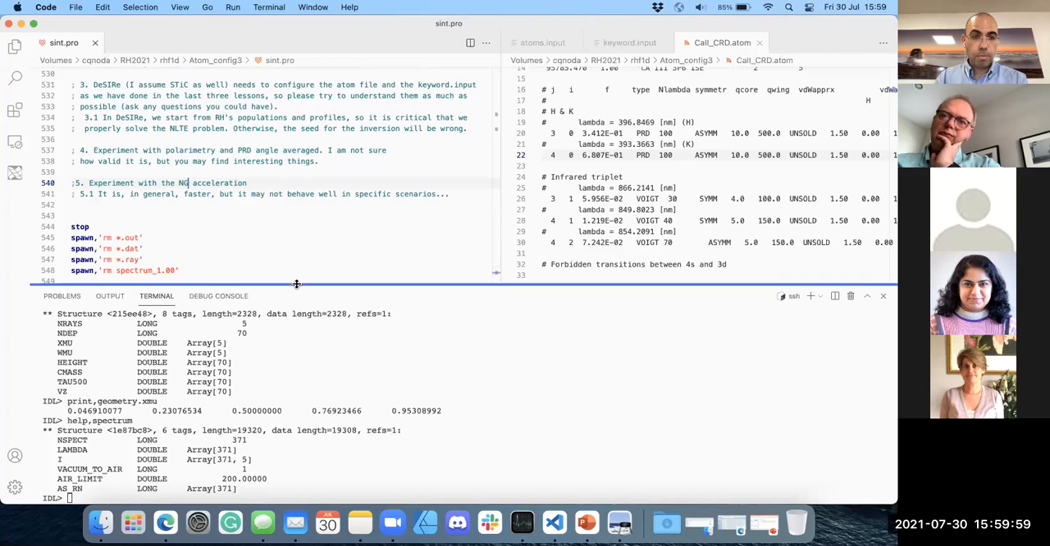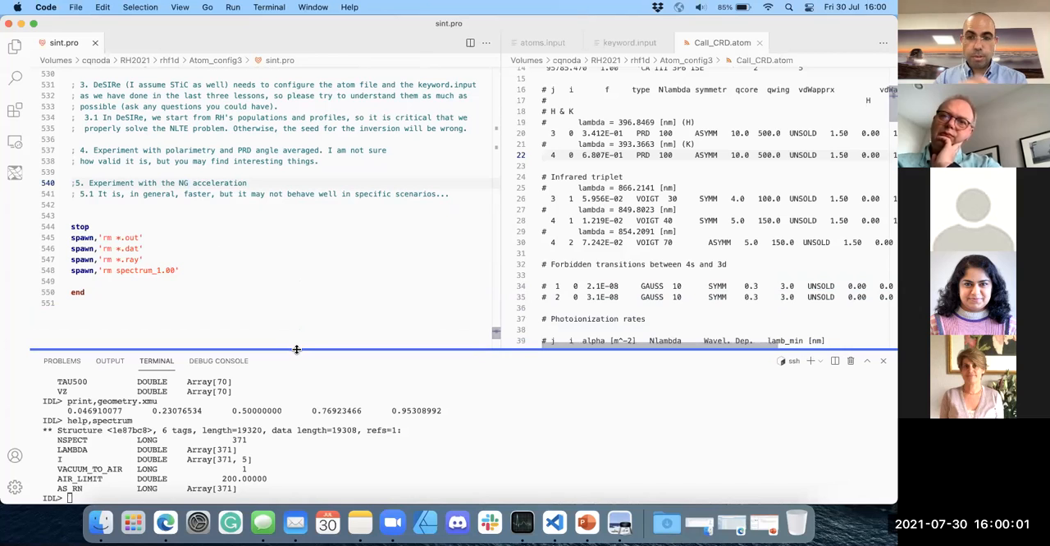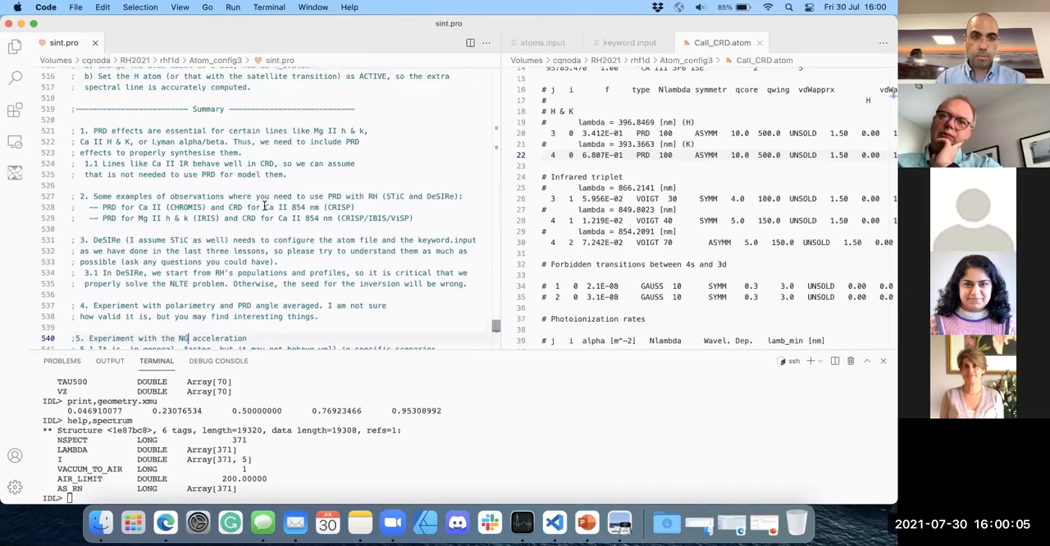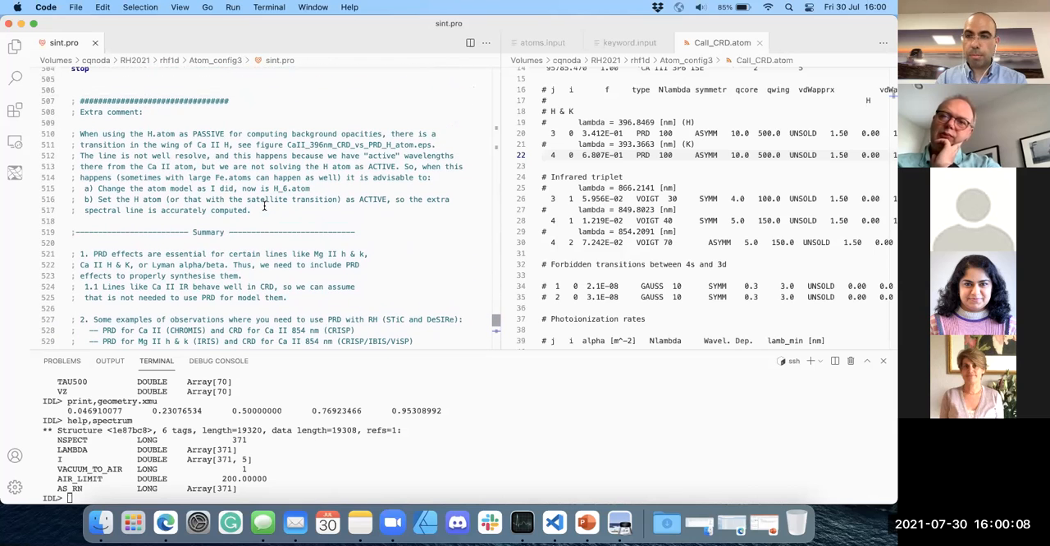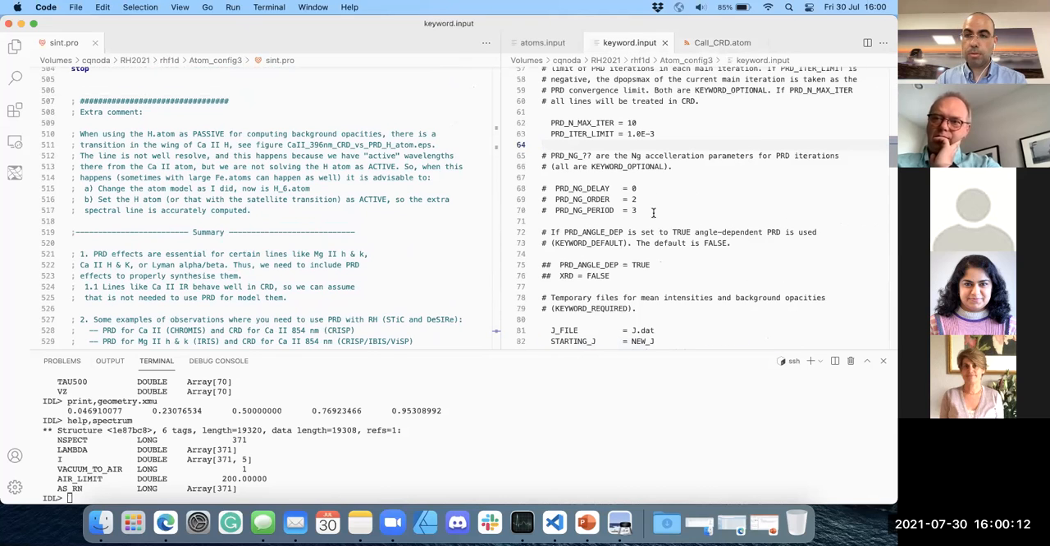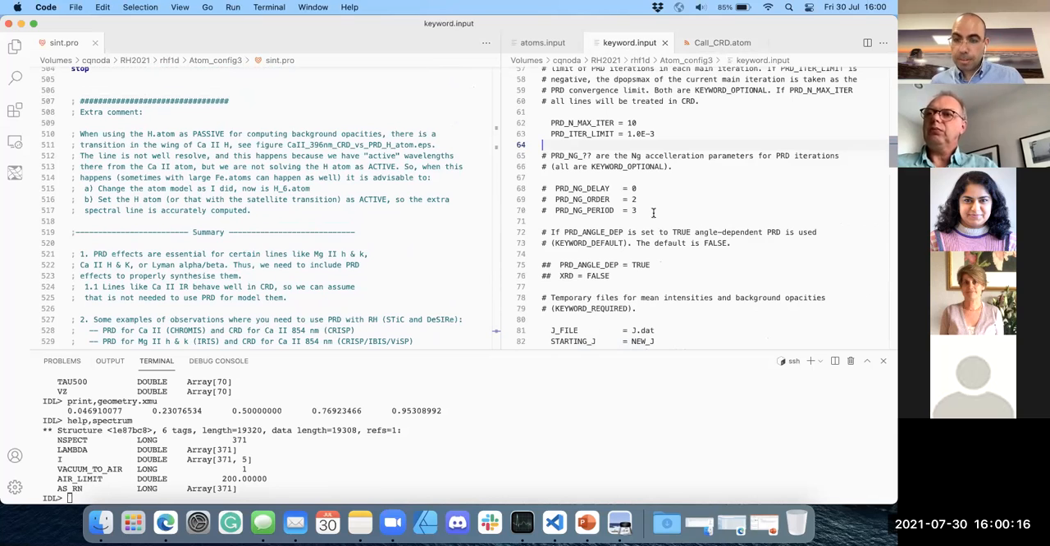Okay, so before moving to the presentation, is there any specific question of what we saw in the script or the plots or something here related to the atom or the keyword.input? Carlos, yes.